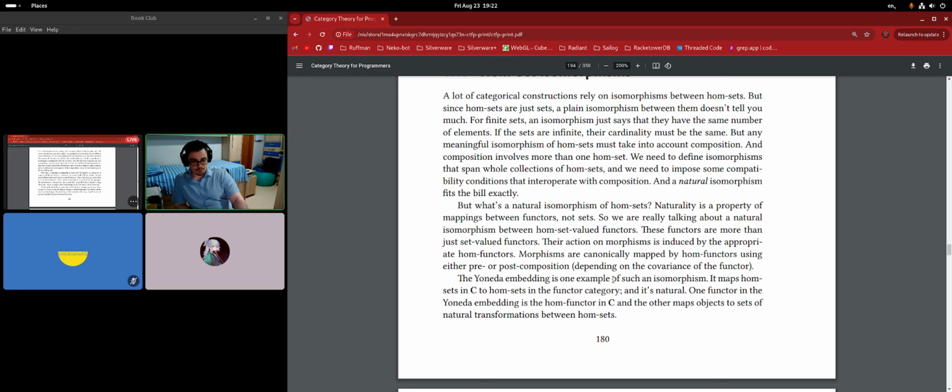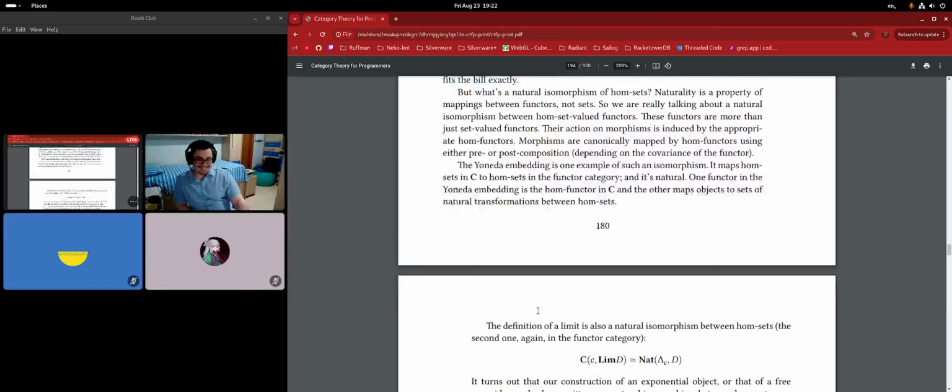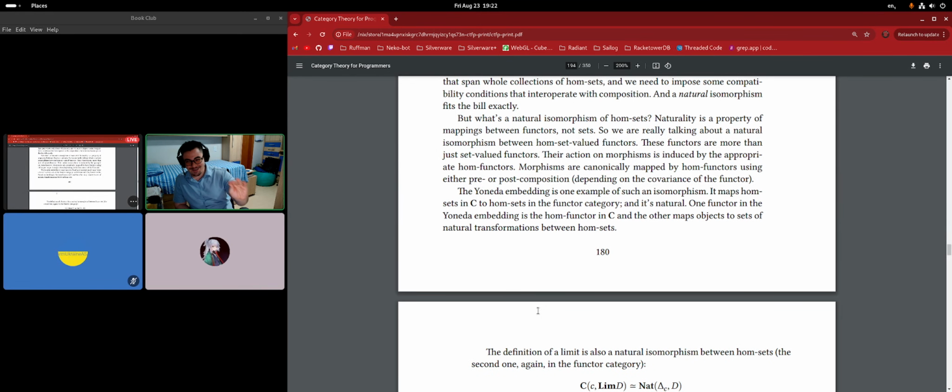Cool. And then we have the Yoneda lemma as an example of such an isomorphism. It maps hom sets in C to hom sets in the functor category, and it's natural. Very natural. And this is going to be a pun that even the author will say, I can't get enough of this. One functor in the Yoneda embedding is the hom functor in C, and the other maps objects to sets of natural transformations between hom sets. Yeah, this is very non-trivial stuff.